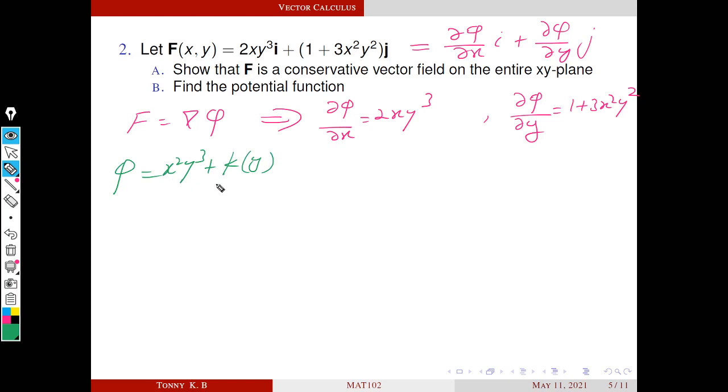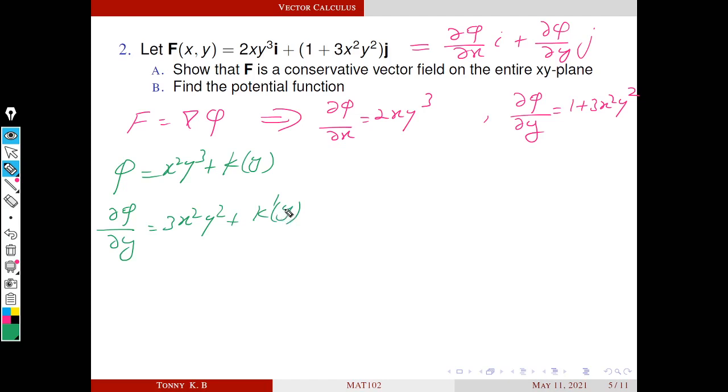Okay, next we are going to differentiate this expression with respect to y for comparing this with this equation. So if you differentiate with respect to y, what happened? The left-hand side is dou phi by dou y. What is the derivative of this one? This is x square into 3y square. So 3x square y square plus the derivative of k of y with respect to y. We can denote it by k dash of y. Here this dash represents the derivative of k with respect to y.